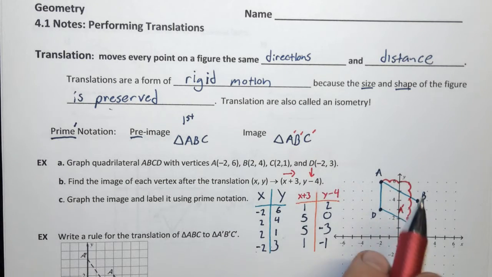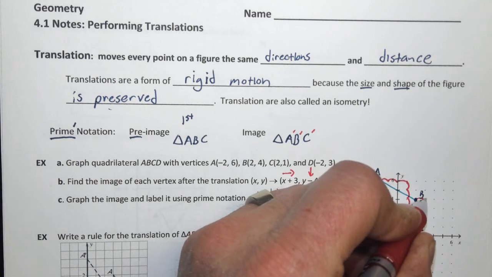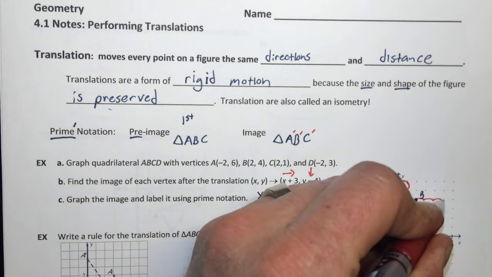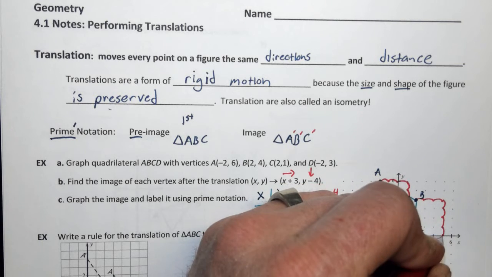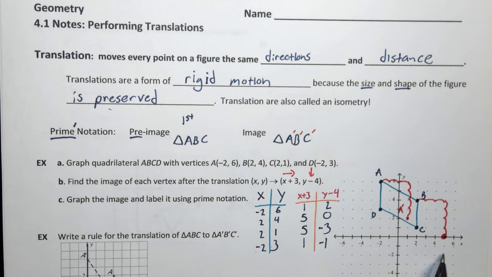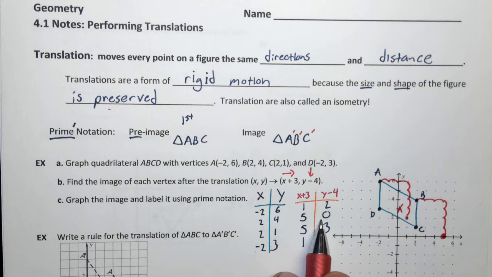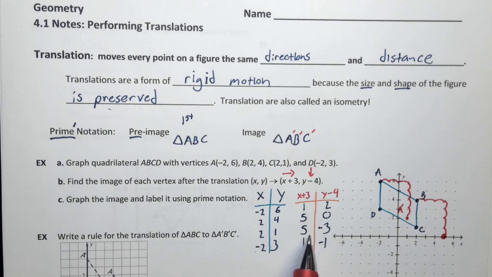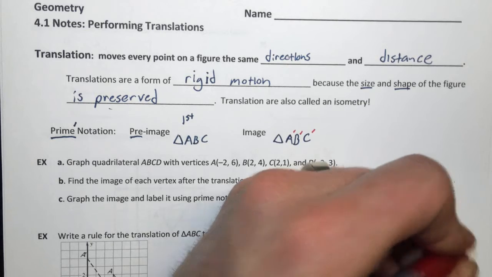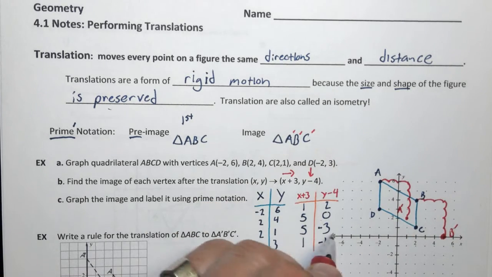You can do the same thing for B. You could move over 1, 2, 3 bunny hops, and then down 4 bunny hops. And not surprisingly, you end up at the point 5, 0. That's the exact same point that we had right here. Our other points are going to follow that same kind of technique. So we have B prime right here. C prime is supposed to be at 5, negative 3.